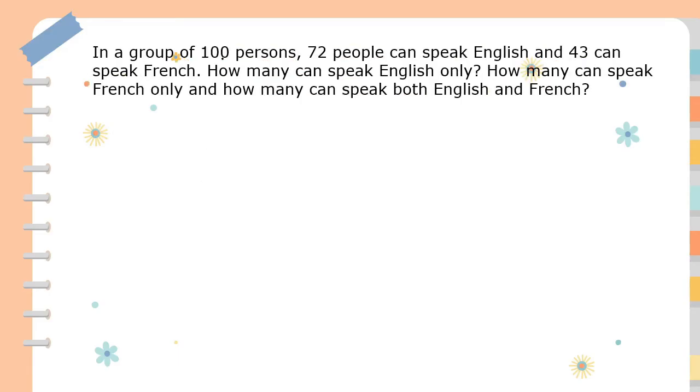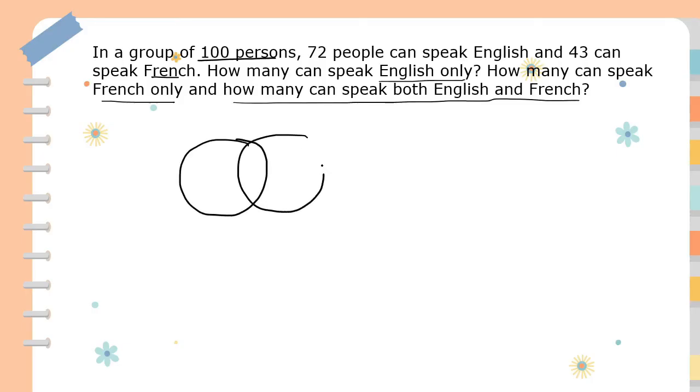So the third question is: in a group of 100, 72 people can speak English and 43 can speak French. How many can speak English only, how many can speak French only, and how many can speak both languages, English and French? So let us assume this is English-speaking people and this is French. In total 100 people are there. 72 people can speak English, and 43 can speak French. So let us assume there are a number of persons who can speak both English and French.